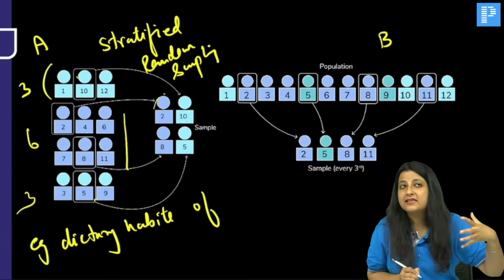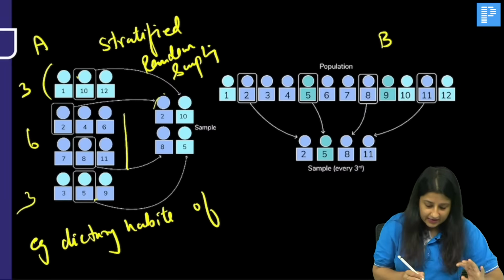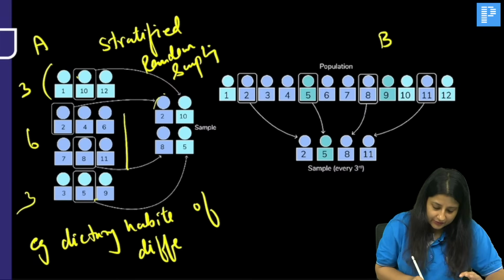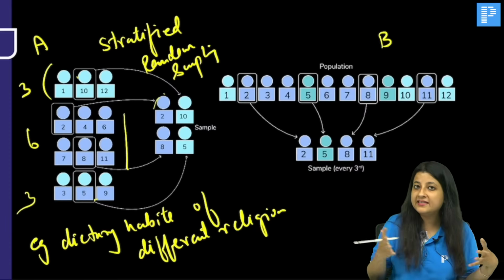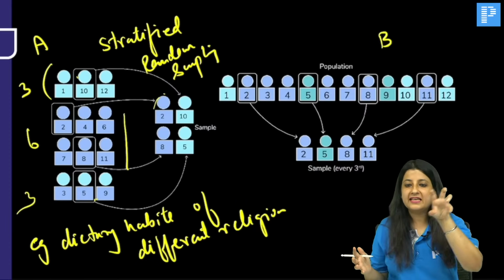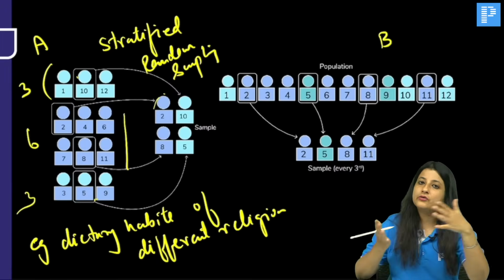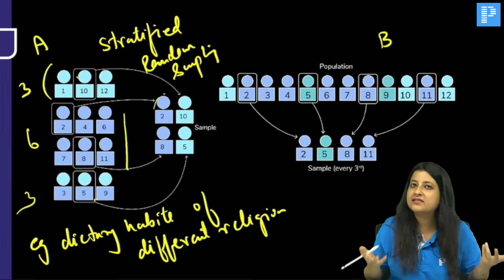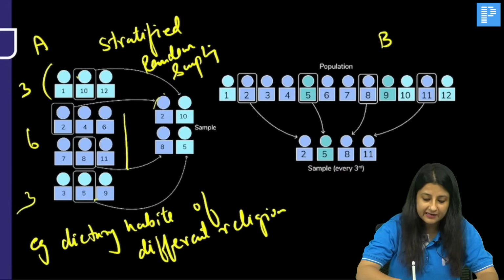Or they can write something like lifestyle habits of different socio-economic classes, or dietary habits of different religions. Whenever you see these words, different religions, what can we do? We can divide them into strata: religion X stratum, religion Y stratum, religion Z stratum. Then you can use simple random sampling within the strata and do your study. Okay? So this is your stratified random sampling.